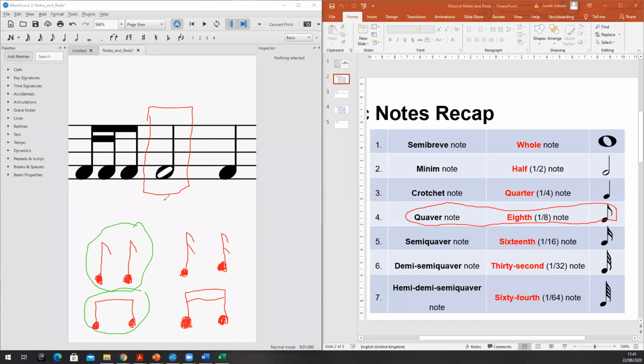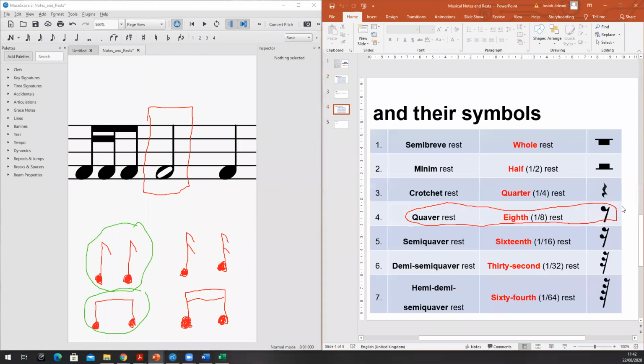Newton? Okay, let me help you out. What is the equivalent rest of the minim note? Newton? The half rest. The half rest, correct. And it looks like a hat, like I said. So it's a line with a square on top, which makes it look like a hat. So that's the half rest.